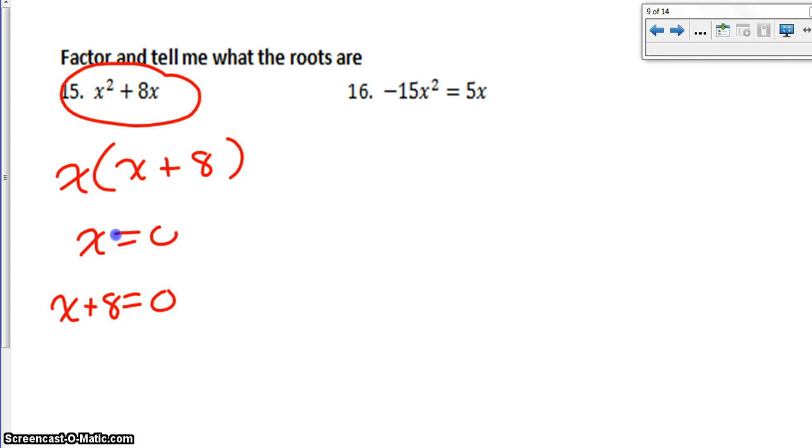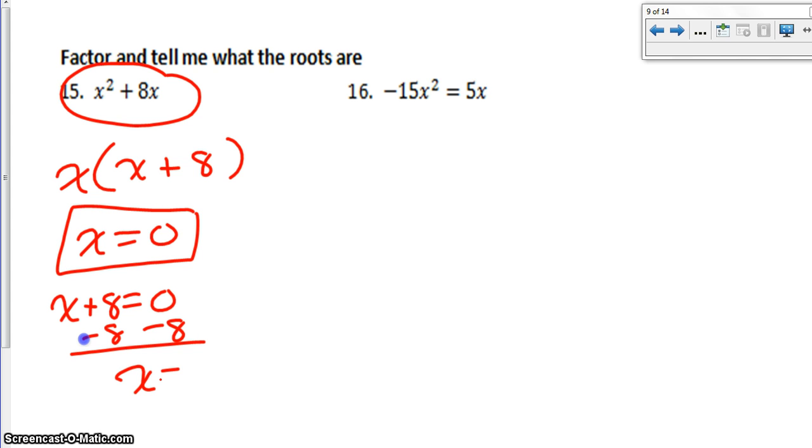Oh, well, Mrs. Rose, this one was easy. There's the first root, and there is the second root. You needed all three of these answers.